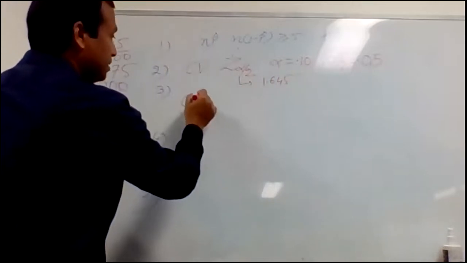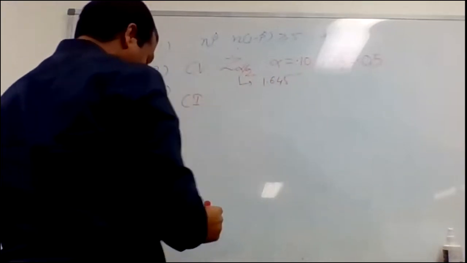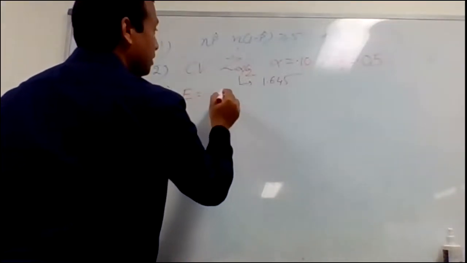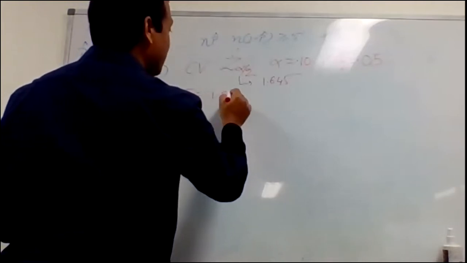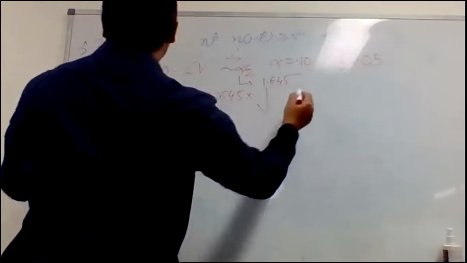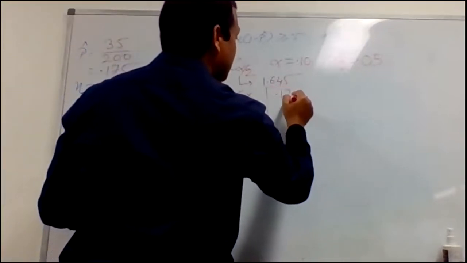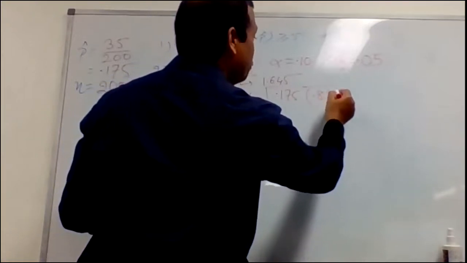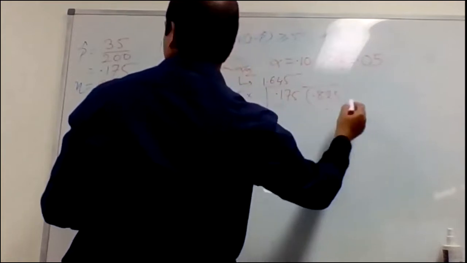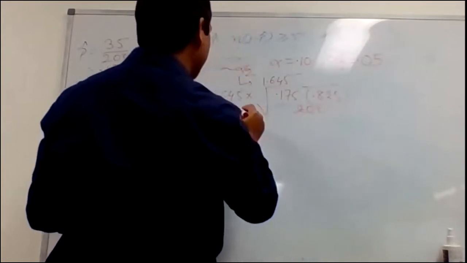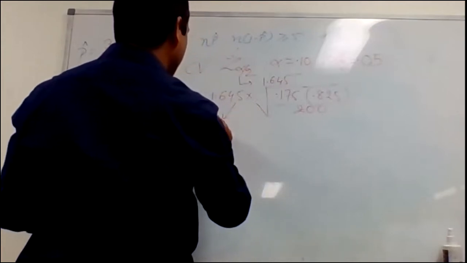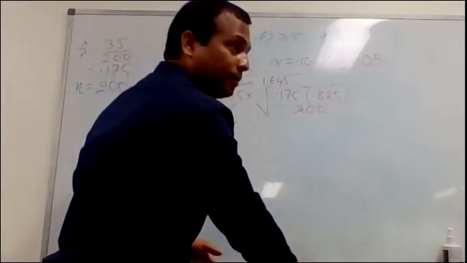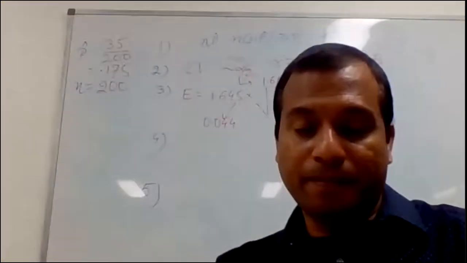Stage 3 is the margin of error. The error value E is Z alpha by 2, that is 1.645, into the square root of P hat value 0.175 into 1 minus 0.175, which is 0.825, divided by 200. Tell me what is the value of E? 0.044. Yes, that's right.